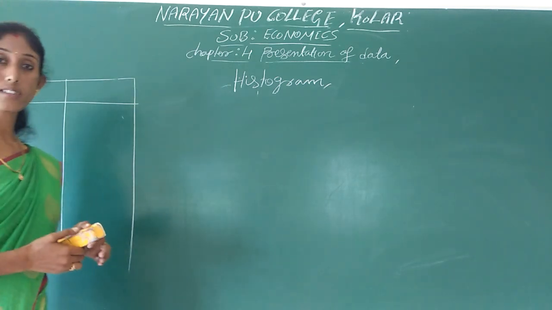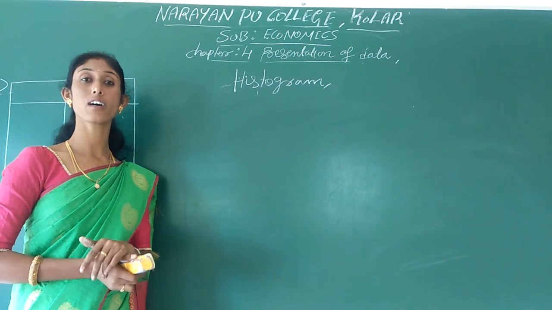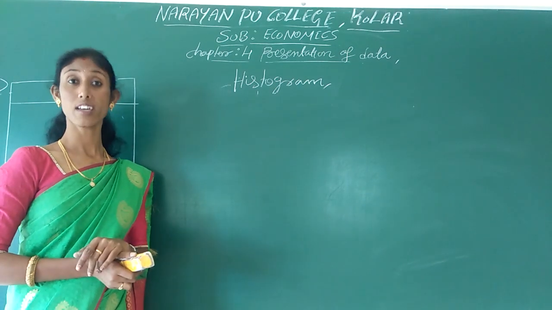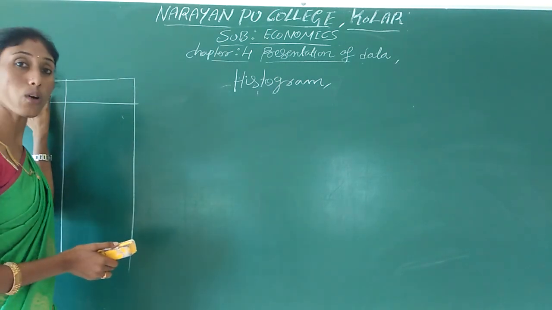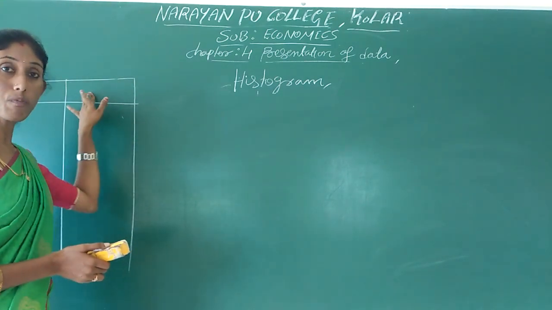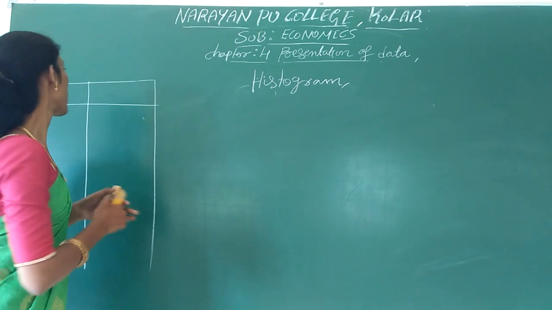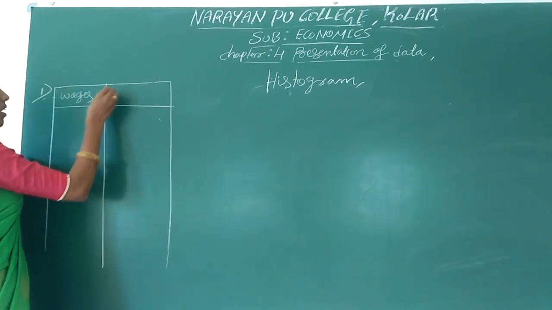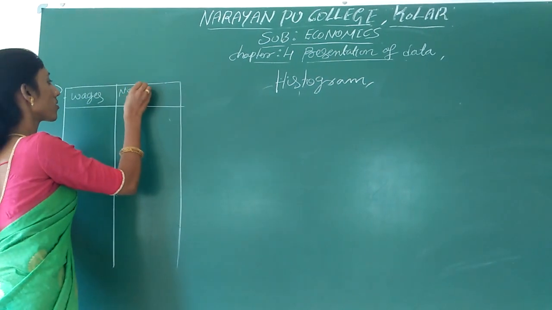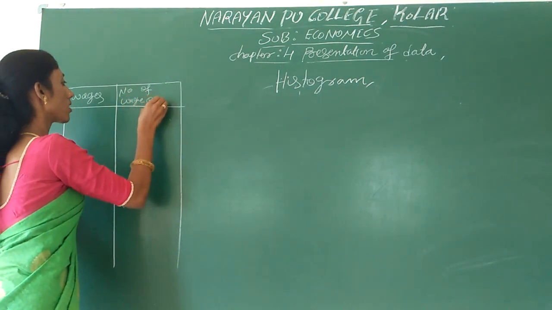In the last class, we took one example question: distribution of wage earners in a locality of a town. In the first column we have wages, and in the second column the number of wage earners.